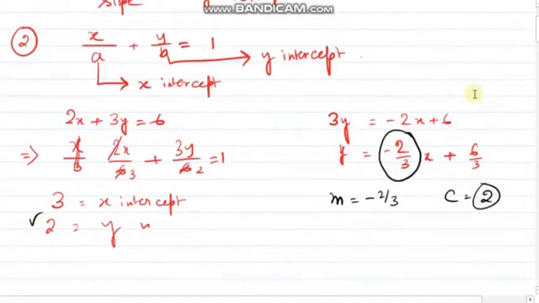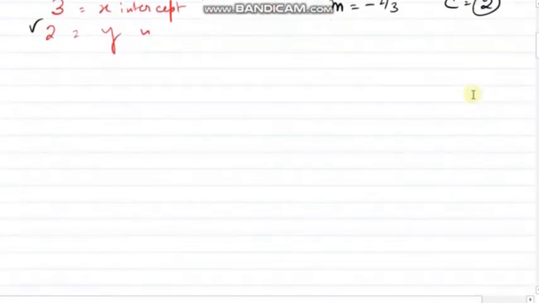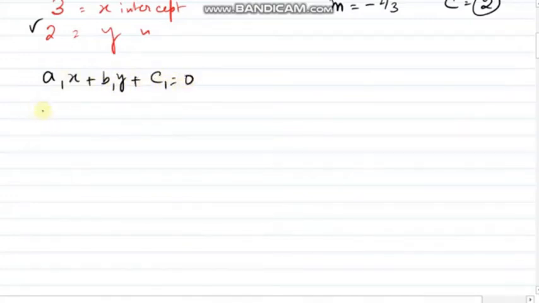Now what will happen if the equation is in this format? Suppose my two equations are a1x plus b1y plus c1 equals to 0, and another equation is a2x plus b2y plus c2 equals to 0. I am just going to find the slope and y-intercept from the first equation. Clearly you can understand for the second one.